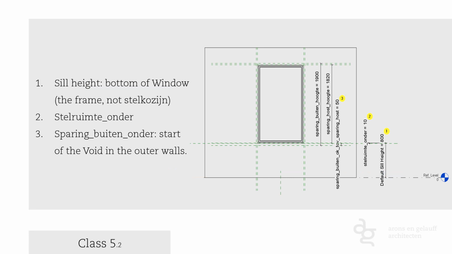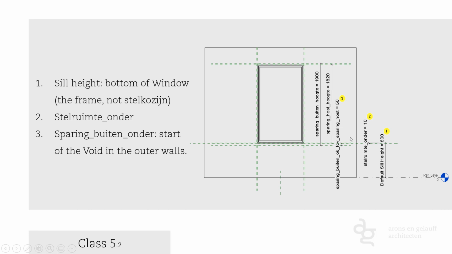So if you look in the front, you'll see that there are some things that you need to do. For example, the sill height. Like I said, there is a default sill height if you place it. So the bottom of the window is exactly the bottom of the window until the reference level. Then we have stelruimte onder, which is basically the dimension from the bottom, also from the side and the top of the window to the opening.